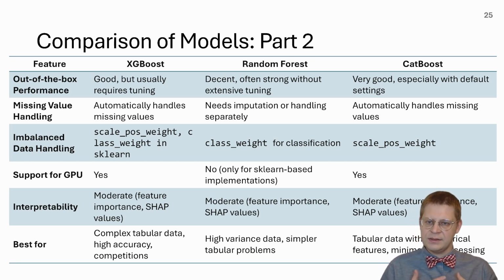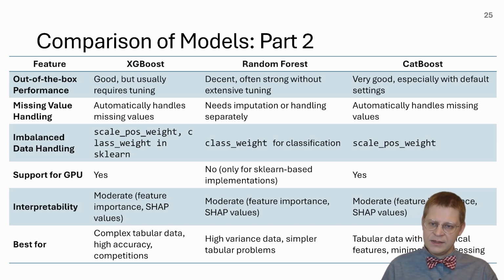XGBoost offers the scale pos weight parameter, which helps balance class weights, improving performance on imbalanced datasets. Random forest can use the class weight parameter in classification tasks to adjust weight. CatBoost has scale pos weight, which functions similarly to XGBoost, allowing it to handle imbalanced data effectively. What about the support of GPUs? XGBoost supports GPU training, significantly speeding up training on large datasets with high dimensional features.